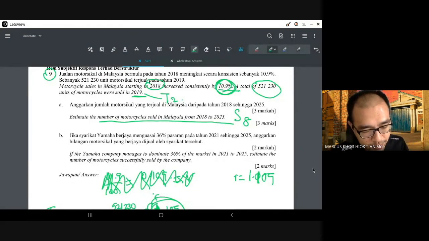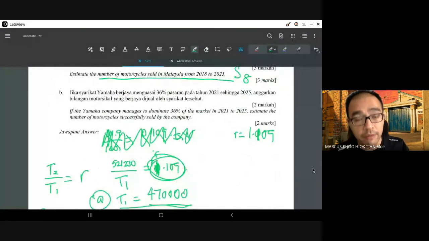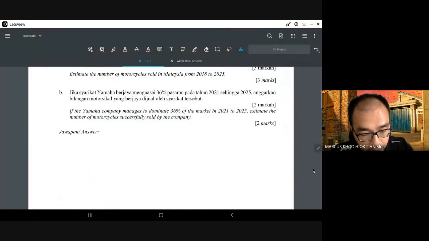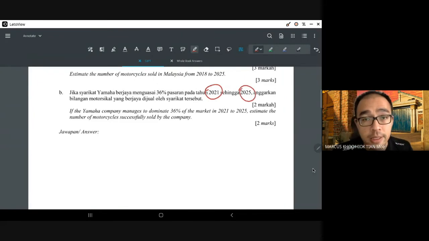Okay. So, first of all, we have to find the number of motorcycles sold from 2021 to 2025. Okay, that's the first thing. I'm going to delete all of this using the EFA method. All right. First of all, we have to find how many motorcycles are sold from 2021 to 2025.